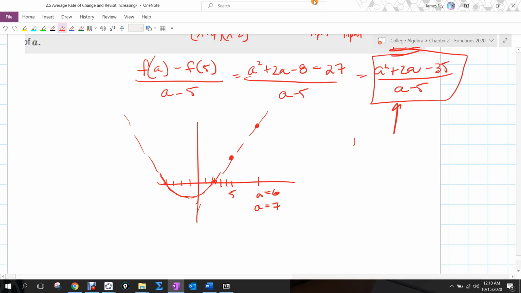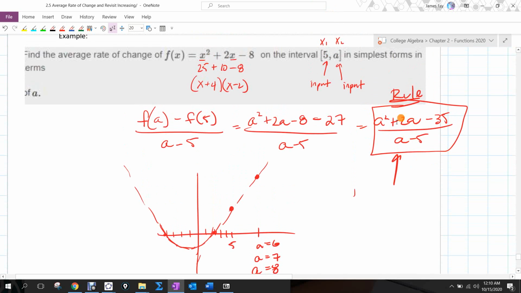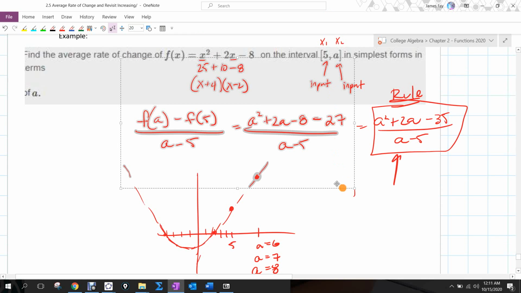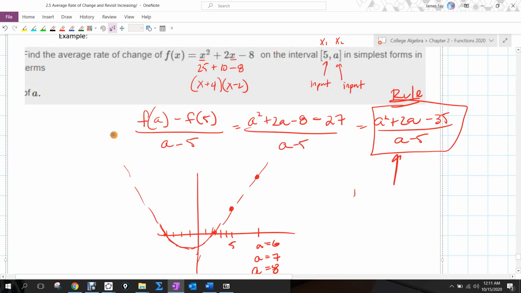Instead of having to go, well, let's say I have a series of these, I want to find the average rate of change between 5 and 6, 5 and 7, 5 and 8, 5 and 9. Well, if I don't have this, then basically I need to do that entire process that I just did with 5 and 6 as my inputs. So I need to evaluate this thing at 5, evaluate at 6, subtract them, find their difference.